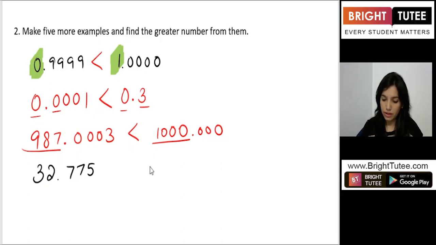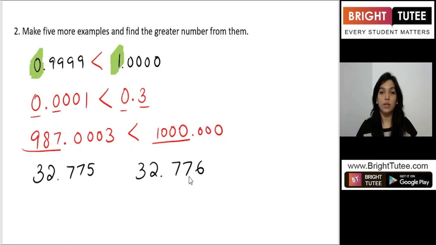Okay, so let's make another number, say 32.775, and here I have 32.776. So let us compare. So clearly the wholes are same, tens are same, hundreds are same. The number sitting at the thousandths place, we see here it is a 6 and here it's a 5. So this number is bigger.